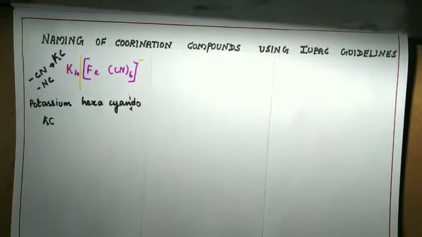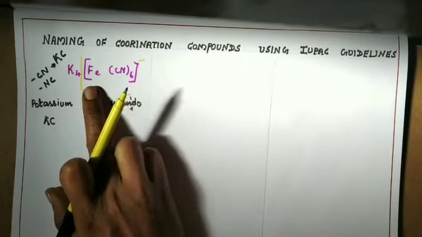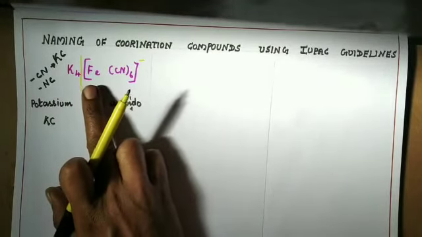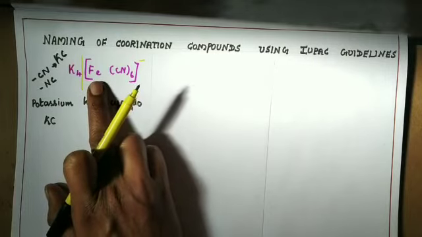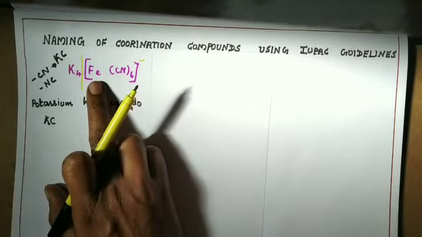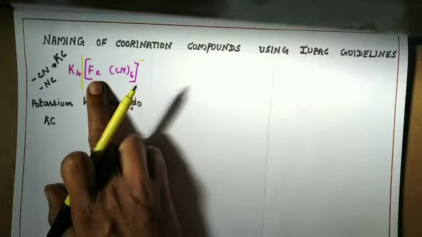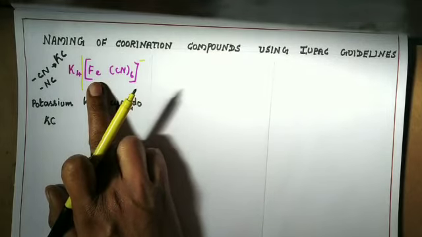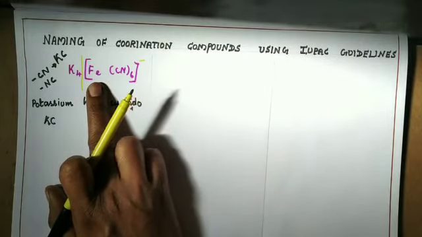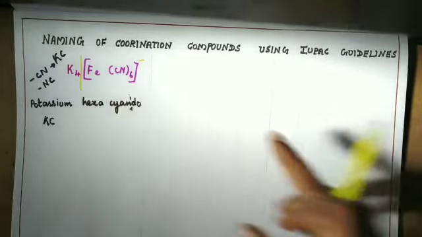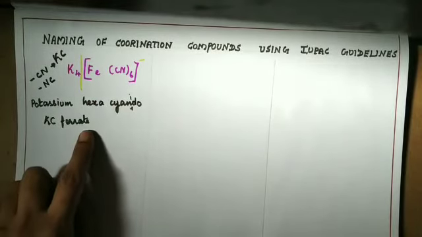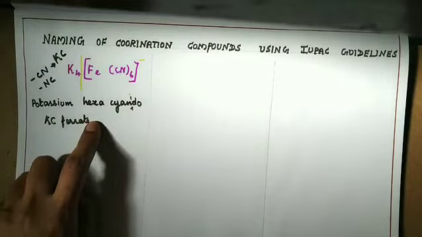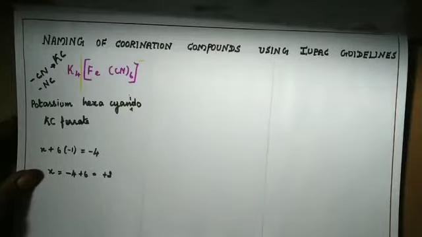Next preference goes to the central metal ion. The central metal ion is present in the anionic complex, therefore the central metal name ends with the ate suffix. So we write ferrate. Then only we write the oxidation number of the central metal ion.